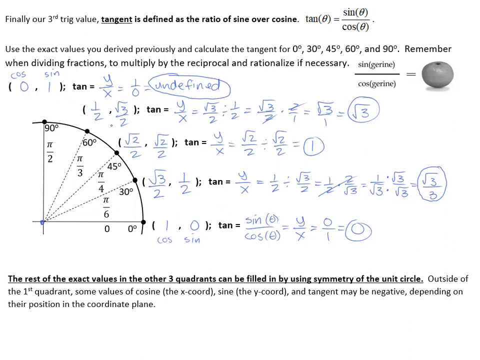So here are all of our sine, cosine, and tangent values in the first quadrant. The rest of the values in the other three quadrants can be filled in using symmetry on the unit circle. Outside of quadrant 1, though, we do need to be careful that some of our coordinates, like x, cosine, and y, sine, and tangent, the ratio of those two, might be negative depending on their position in our coordinate plane. We'll learn about those more in the next video.